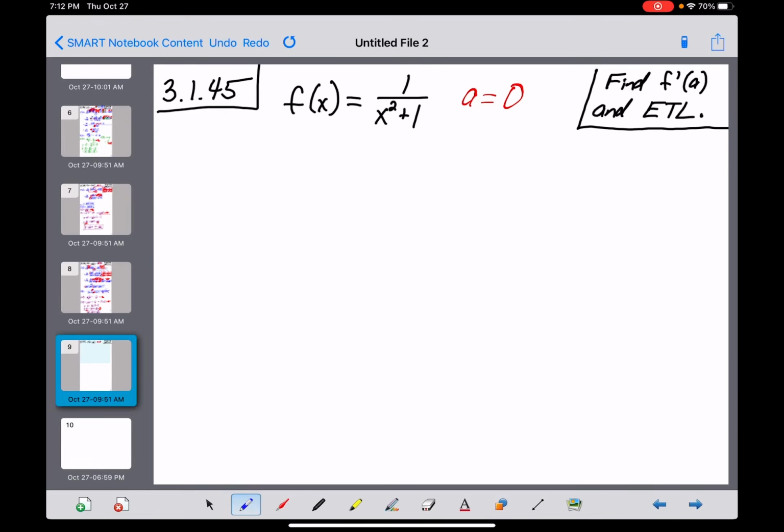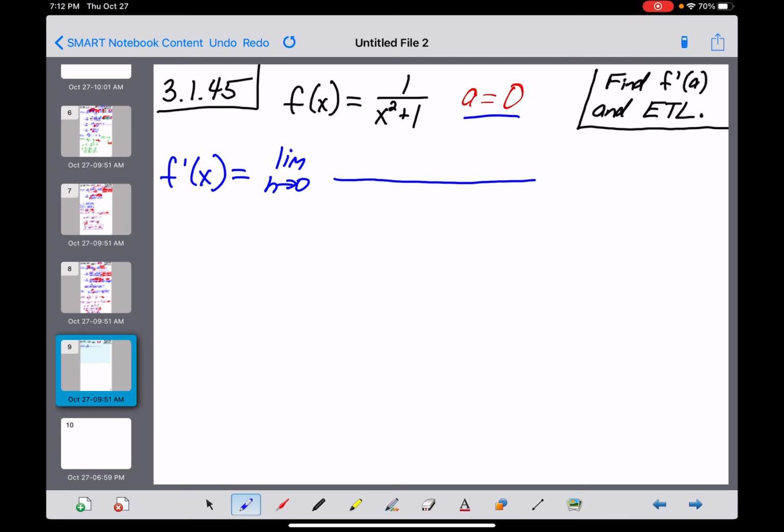All right, let's look at number 45. Dealing with a rational function now, 1 over x squared plus 1, and dealing with a is equal to 0. So let's find our general derivative. F prime of x is the limit as h approaches 0 of, all right, and here we go.